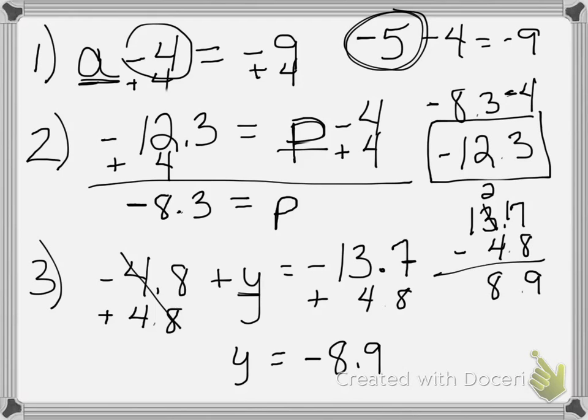Plug it back in and check. Negative 8.9 plus a negative 4.8. I would just add those together. 9 plus 8 is 17. Carry my 1. 8 and 4 is 12, plus 1 more is 13. Bring down my decimal point. And they're both negatives, so it would be a negative 13.7. So that is correct. So my answer was negative 5 for A, negative 8.3 for P, and negative 8.9 for Y.